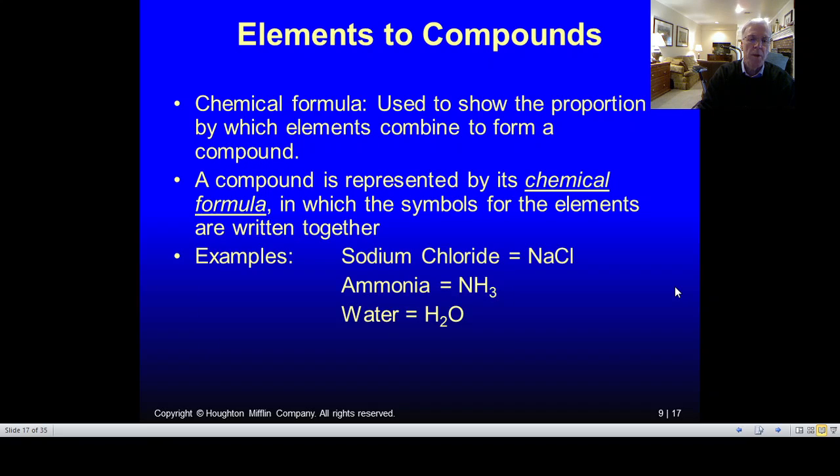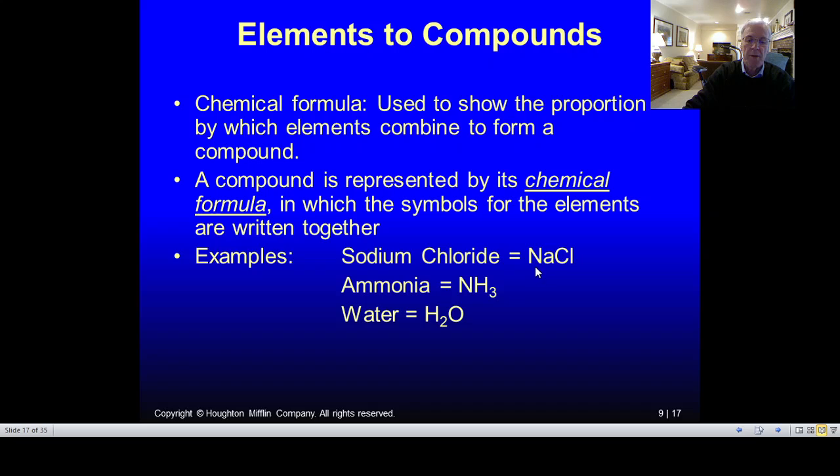Now, when these elements combine to form compounds, we have a formula that's used to show the proportion by which elements combine to form a compound. So a compound is represented by its chemical formula, in which the symbols for the elements are written together. For example, sodium chloride has the symbol for the compound NaCl. Ammonia, NH3, water, H2O. Remember how we said the first letter had to be capitalized and the second letter of the symbol for the element had to be lowercase?